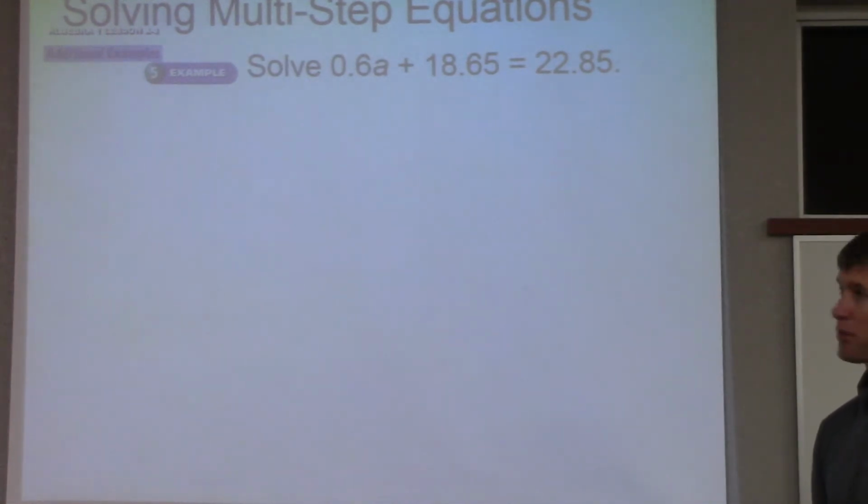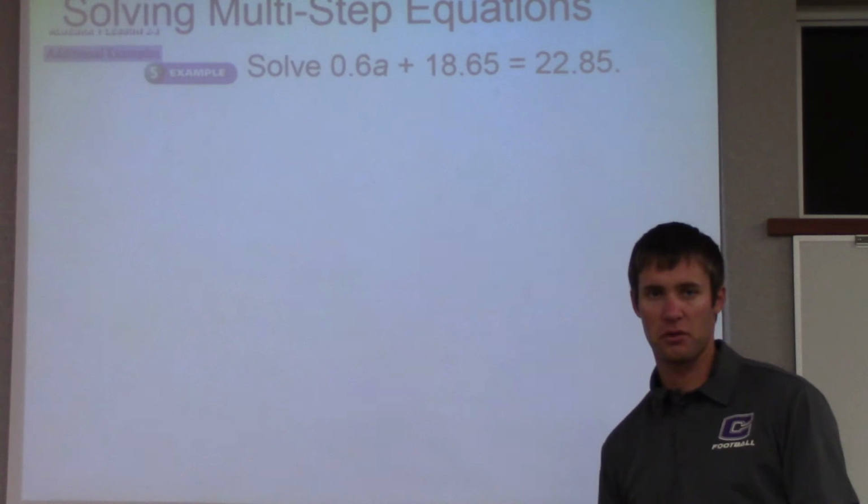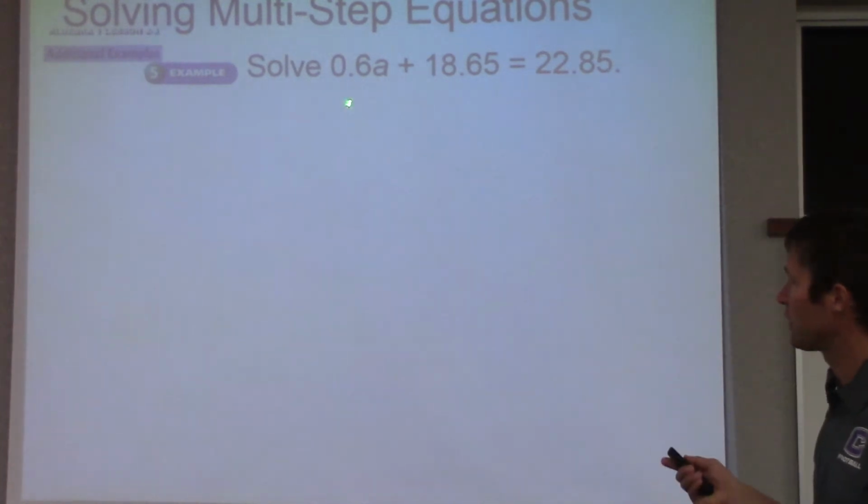Last type of example that you'll have is you're going to have a decimal point. So when you look at a decimal point, this is what I do. I don't like working with decimal points. I want to work with whole numbers. So to get rid of this decimal point, I'd have to move it over 1.